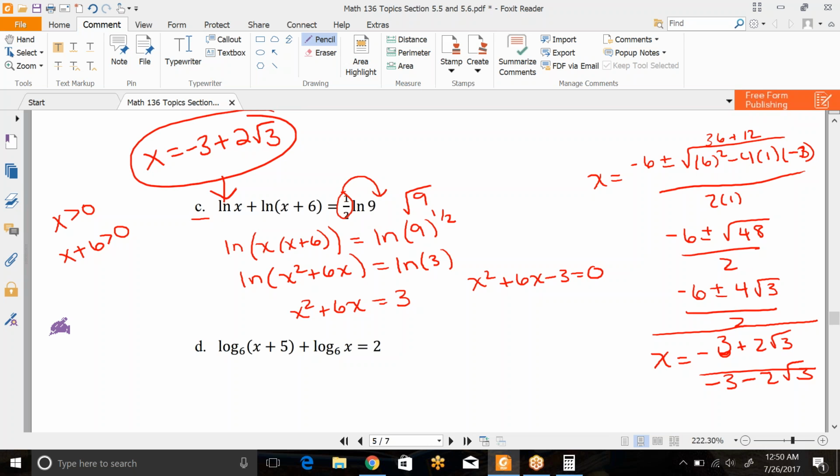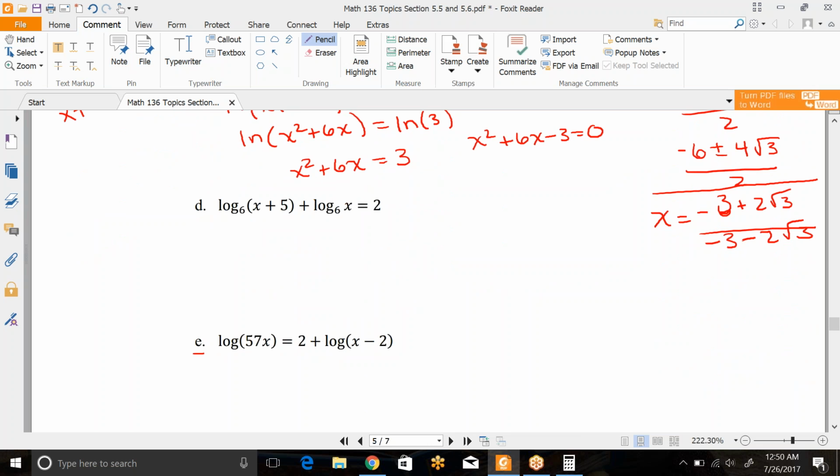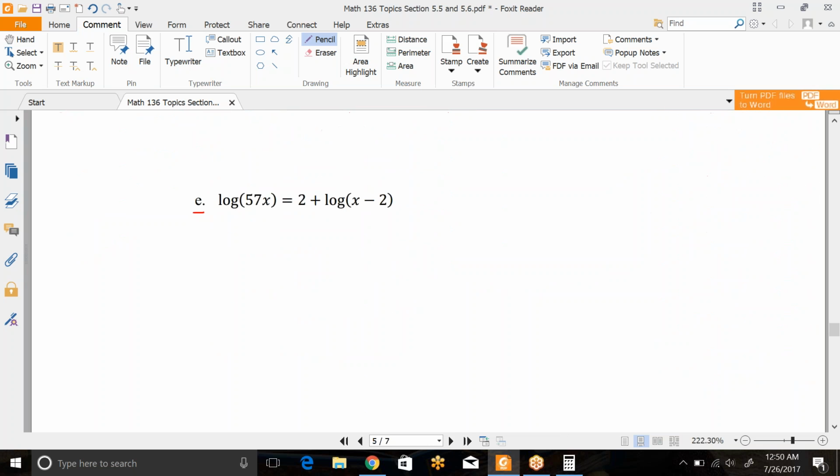Now, typically we wouldn't give you one on a test that has such a difficult solution to check, but just to let you know that that could happen in an example. So let's look at E, because we did D in class. On this one, notice not everything has a log, so we have to get all the logs on one side and the non-log on the other side. So we would subtract over the log of x minus 2, since it has a plus in front of it. And this would then be equal to 2.